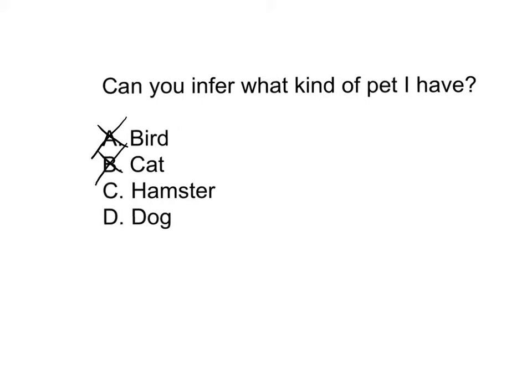And then it comes to C, hamster. It said that the pet likes to play with a rope tug toy. And I don't think hamsters like to play tug of war with their owners. And it also said that the pet likes to sleep in bed. So I don't think that a hamster sleeps in a bed, it sleeps in a cage. So I'm going to go ahead and cross off C, hamster. So what kind of pet can I infer that the text was talking about? D, dog. And I know this based specifically on the details that I read.